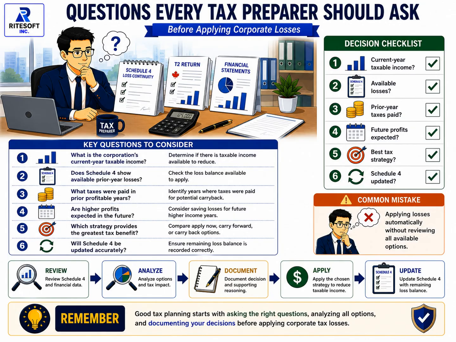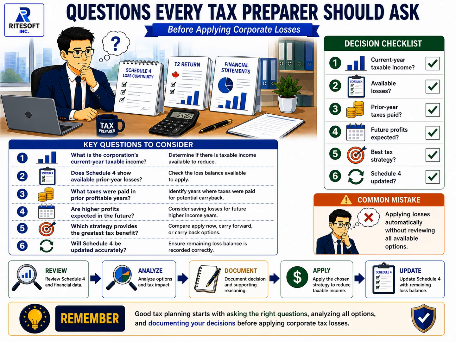Professional tax preparers follow a structured process instead. They begin by reviewing the corporation's financial information and Schedule 4. Next, they analyze the possible tax outcomes of each available option. After selecting the most appropriate strategy, they document their reasoning and supporting calculations. Then they apply the chosen loss strategy to the tax return. Finally, they update Schedule 4 to reflect the revised loss balance for future years. Following this process creates accurate records, improves consistency, and supports better long-term tax planning.